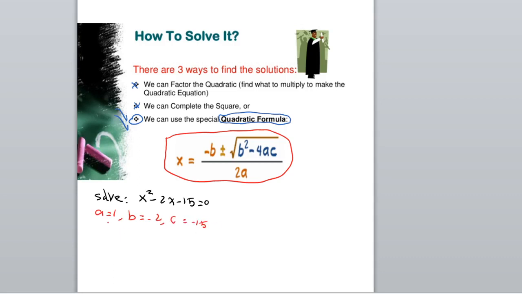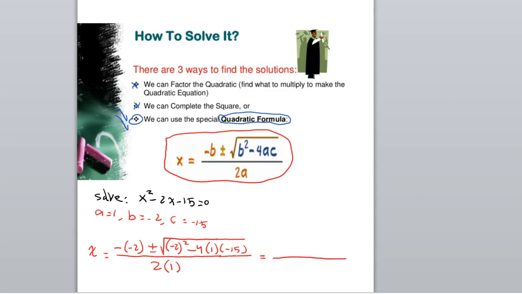Okay, you'll tell me that the solution is x equals a fraction: minus b, so minus negative 2. You substitute a, b and c by their values. So minus b plus or minus the radical of b squared, negative 2 squared, minus 4 times a, which is 1, times c, which is negative 15, over 2 times a. What is a? 1. Now let's calculate.